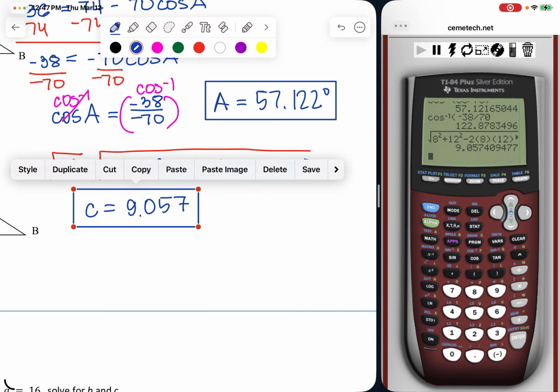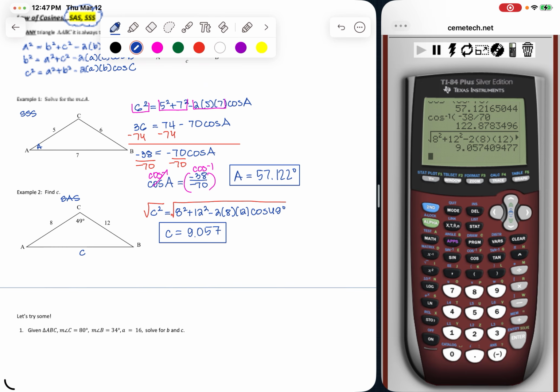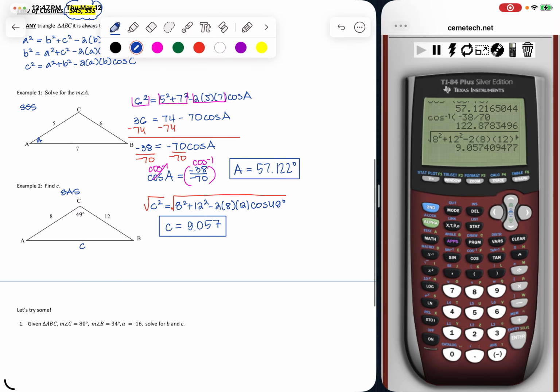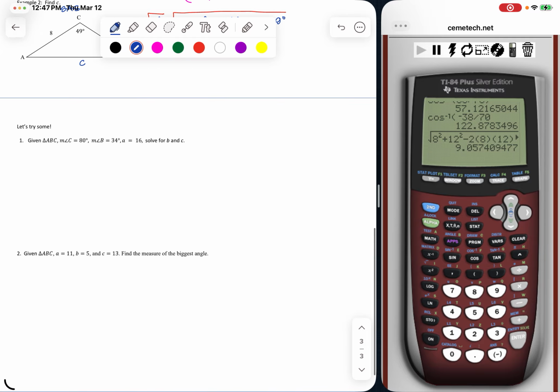So I always say to myself, if it's SAS, it's the easiest problems, right? It's the least amount of work. I hope for SAS problems. All right, if you pause the video, you have 2 to try here. And then once again, you can check the answer key with my answer key in Schoology.